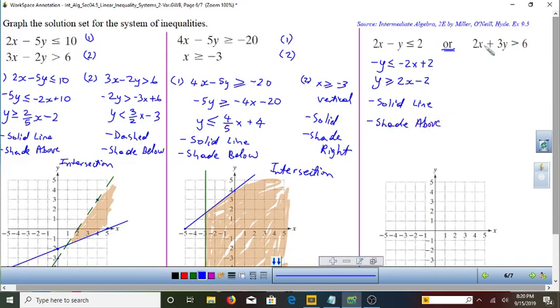And in this case, I'm going to solve for y. I'm going to go 3y is greater than negative 2x plus 6. And then I divide by 3. I get y is greater than negative 2/3 x plus 2. So we're talking about a dashed line here. And we're going to shade above.